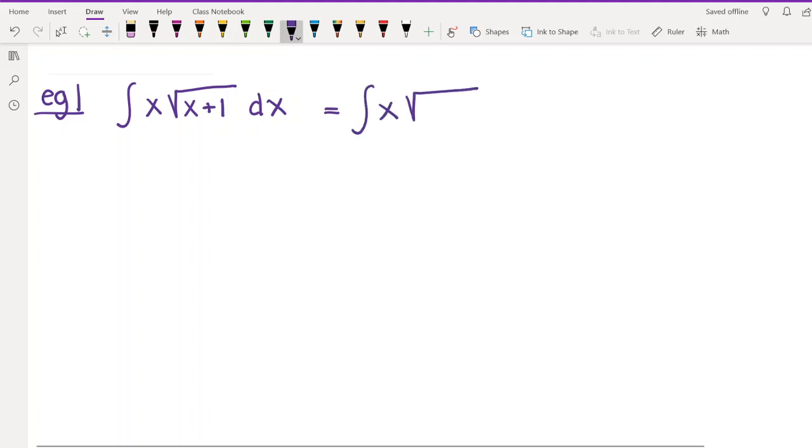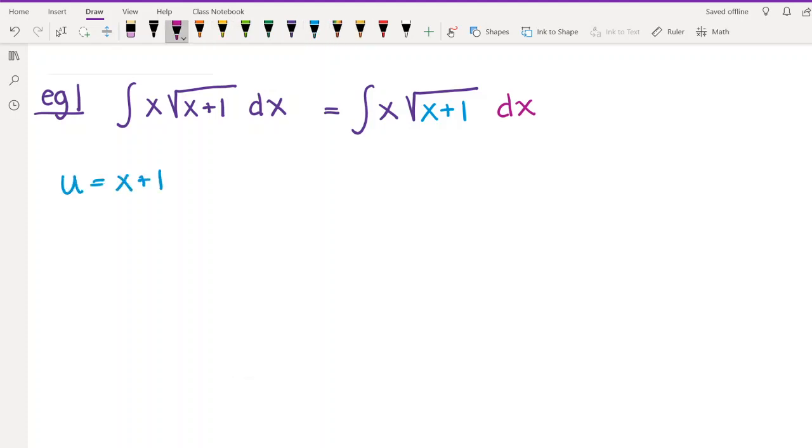So basically what we're going to do is let u equal x plus 1, and we'll see how that plays out in a second. So if we let u equal x plus 1, then we get du dx is just equal to 1. And so that means that du is equal to dx. So let's go in and make this change, and then we'll see that there's still something else going on that we're going to have to deal with.